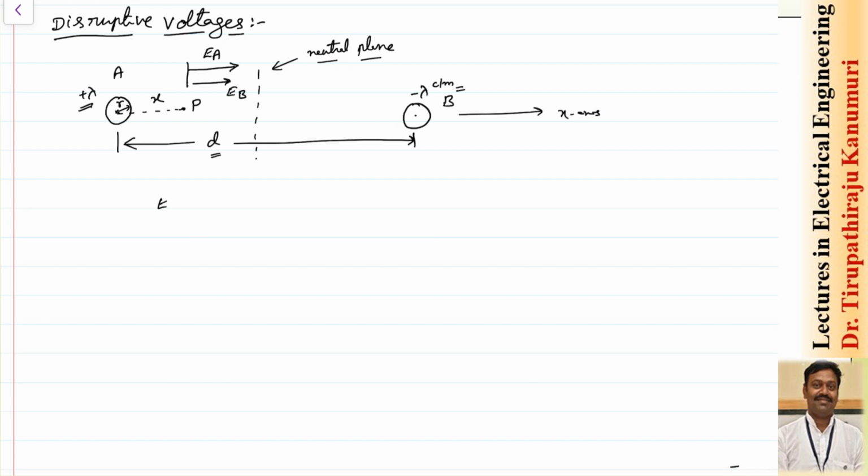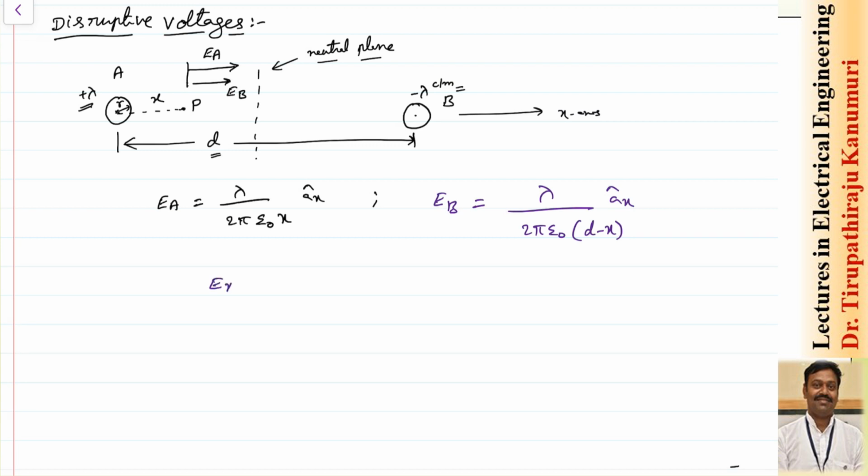So I can write the electric field intensity due to the first one as Ea equal to lambda by 2 pi epsilon naught into x, in the direction of ax. The electric field intensity due to the second conductor will be Eb equal to lambda divided by 2 pi epsilon naught into (d minus x), at a distance of d minus x with respect to conductor B, in the direction of ax. Actually the charge is minus lambda and the direction would be minus ax, because we have to take it in the opposite direction. So minus into minus becomes plus. That's why I have written it directly.